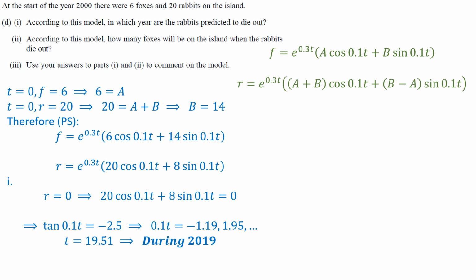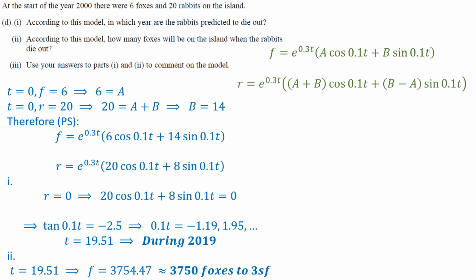For the next part, how many foxes will be on the island when the rabbits die out? Well, we're going to be using t equals 19.51. That's the time when the rabbits die out, and we'll see what f will give us for that particular value of t. And we're just substituting into the particular solution I've got above. So crunch some numbers, out pops a value, and round it to a sensible level of precision. So not only to the nearest number of foxes, but probably to something like 3 significant figures, so that we're not suggesting a level of accuracy that doesn't quite exist.